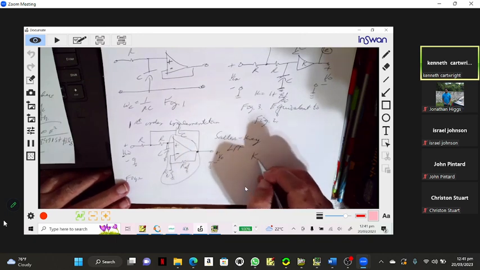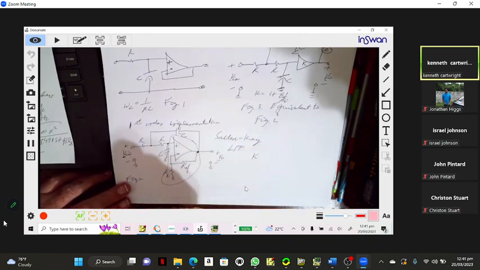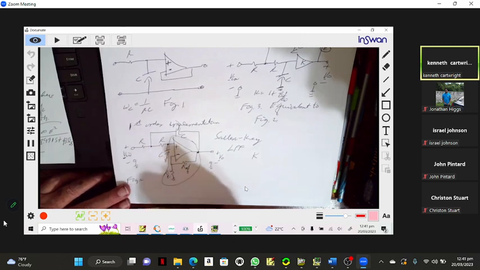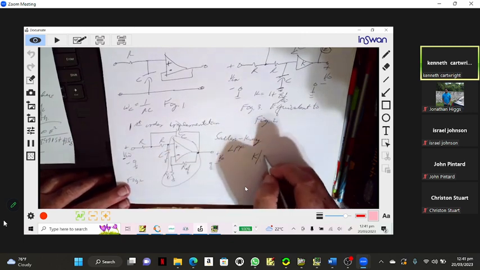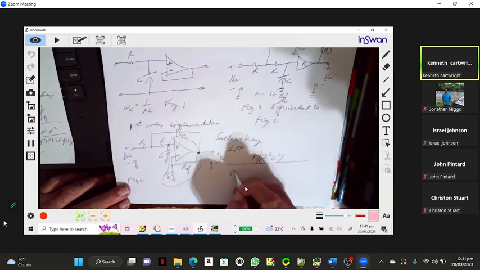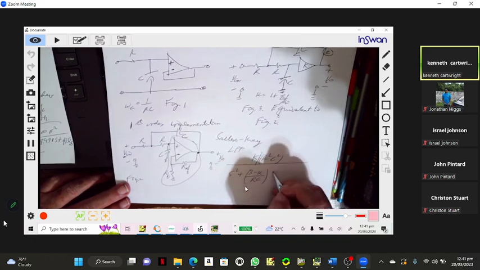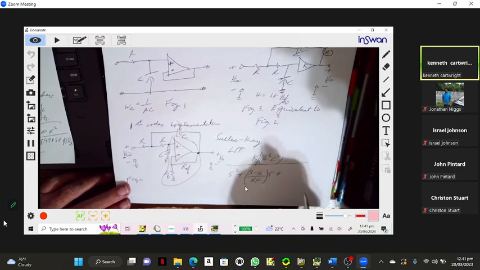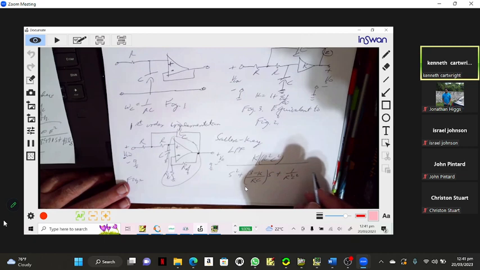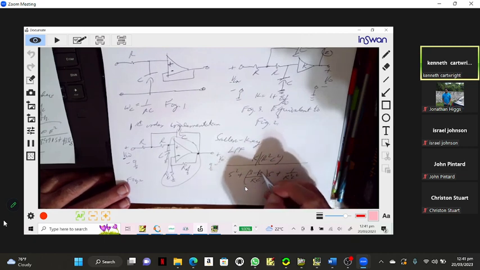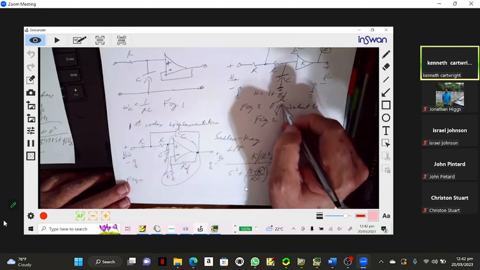Okay. So the transfer function of this circuit, figure 2, is K over R squared C squared, divided by S squared plus (3 minus K) over RC times S plus 1 over R squared C squared. Where this K is that K.